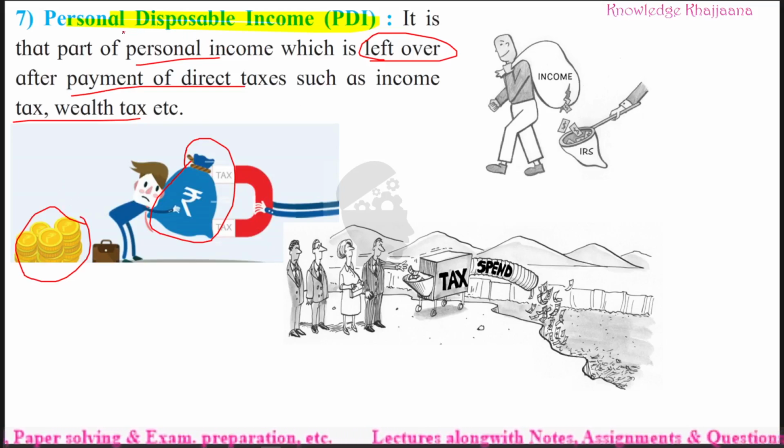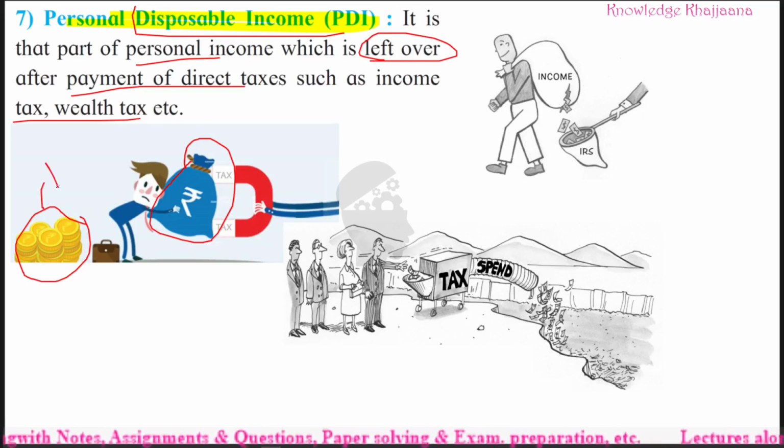Okay, so the personal income, but which income? The income which is disposable, which is left over. Left over means remained. Which has remained back after paying all the taxes, different direct taxes and indirect taxes. That is called his disposable income. This income he can dispose or he can utilize, or he can spend. This is his personal disposable income.